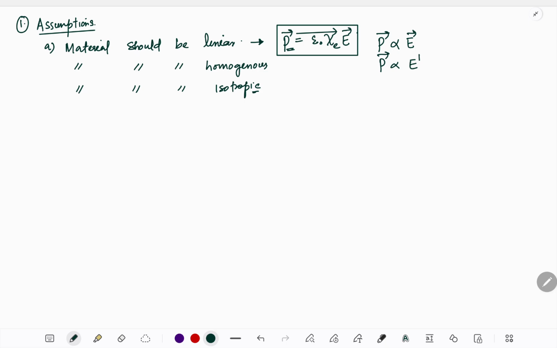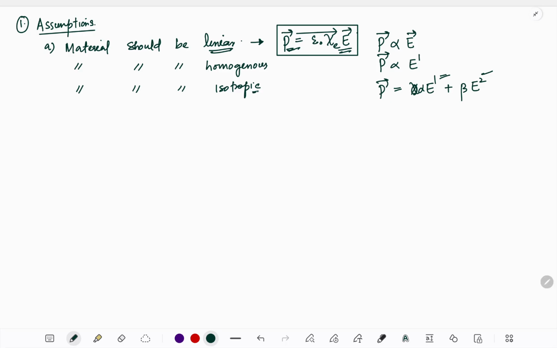In case of the non-linear, polarization is sometimes, chi is directly proportional to E to the power 1 plus beta times E to the power 2. So the relation is not linear. So the material should be linear, that is, polarization should be directly proportional to the electric field to the power 1. This is the first assumption in case of electromagnetic waves inside the dielectric material.